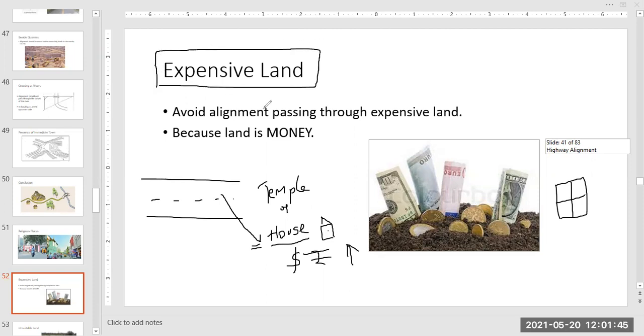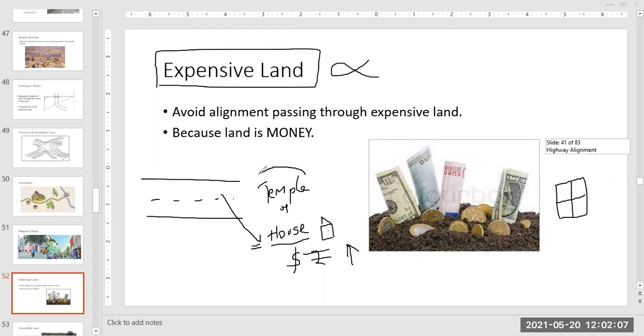That's a very good question. You should not buy expensive land. You should not go through the religious places. See, the house people will take money and they will go. If it is a medium amount of money, the government will buy that and they will lay the road.